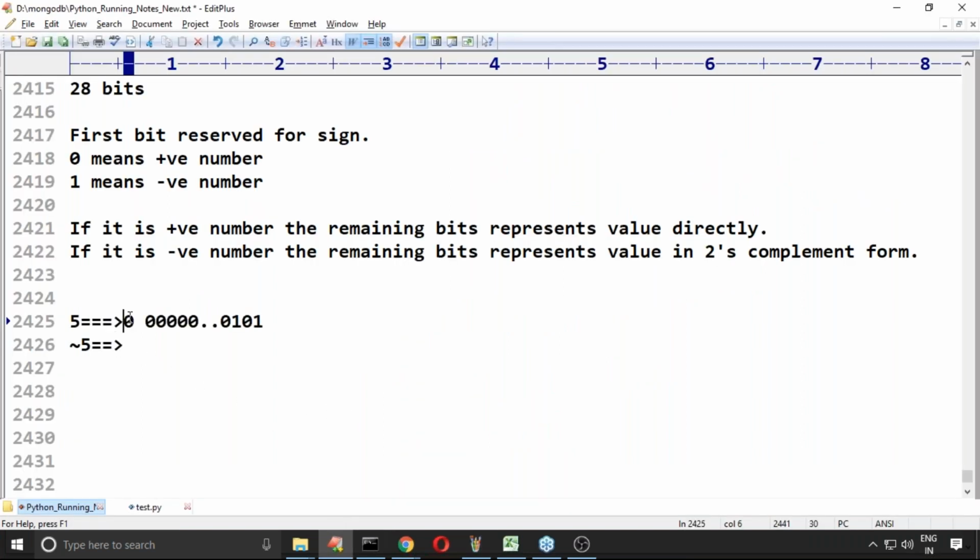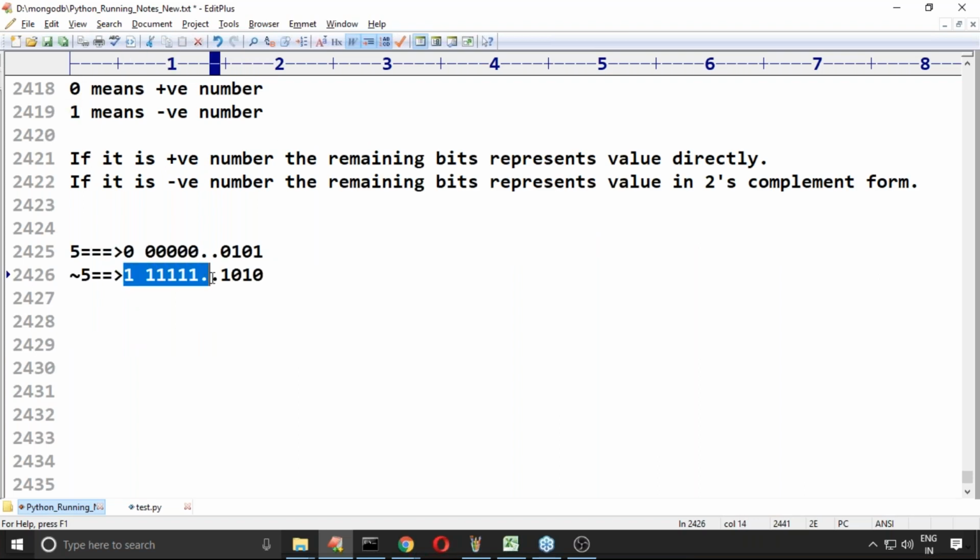Now 0 will become 1. Next 0 will become 1, 1, 1, 1, 1, and so on, ending with 1, 0, 1, 0. That's all. I hope this is the value we are going to get because of the complement of 5. Any doubt how we are getting the complement of 5? Is it clear?